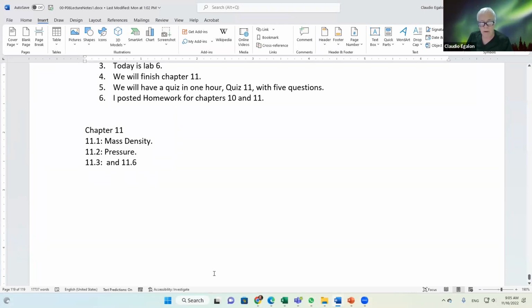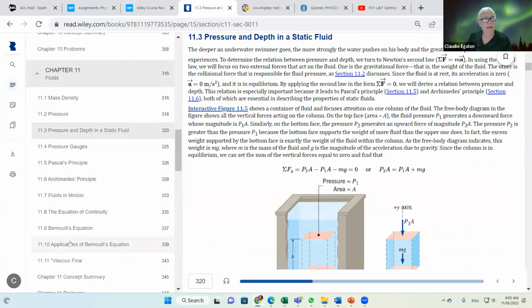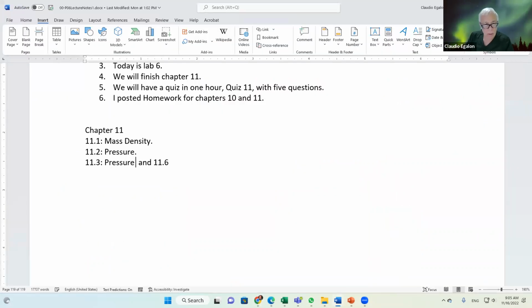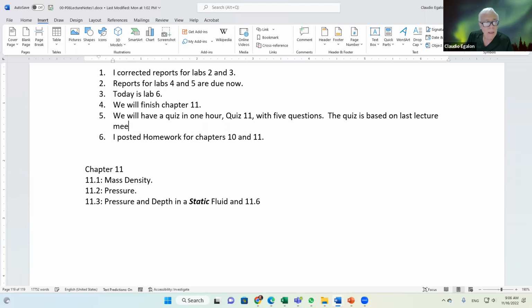11.3, what did we cover? Pressure and depth in a static fluid. Very important. Don't forget we are talking about a static fluid here. If the fluid is moving, then you have a correction for the pressure due to the motion of the fluid. I'm going to give you a very simple example so you can understand what happens. The quiz is based on the last lecture meeting and today's meeting.